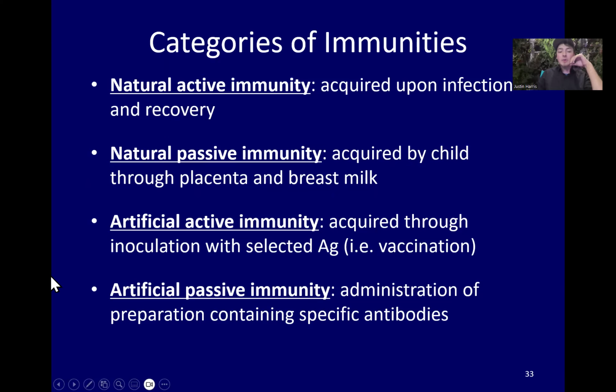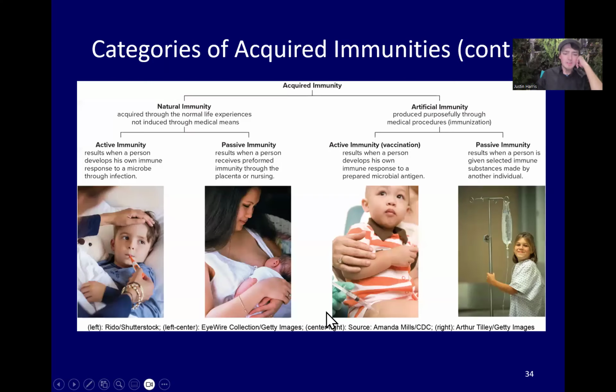You then have artificial, where you could have artificial active immunity, where we've stimulated these cells and stimulated this response, like with a vaccine, or you can have passive artificial immunity, which is something like a blood transfusion or antibody treatments. And so here you can see a breakdown a little bit with nice photos.